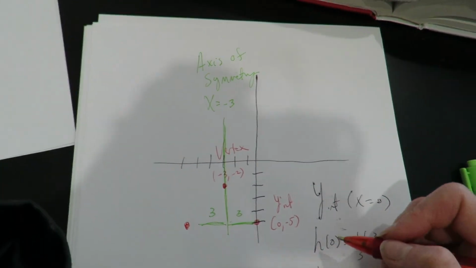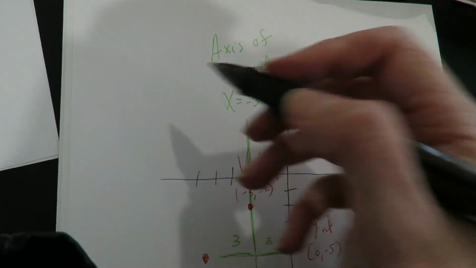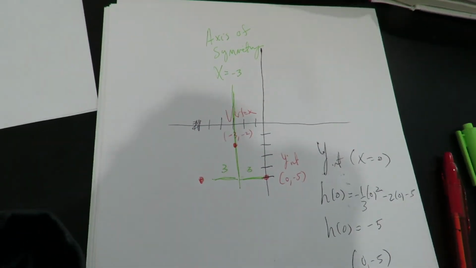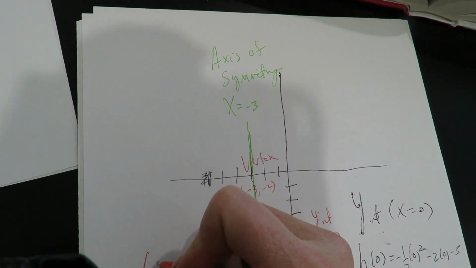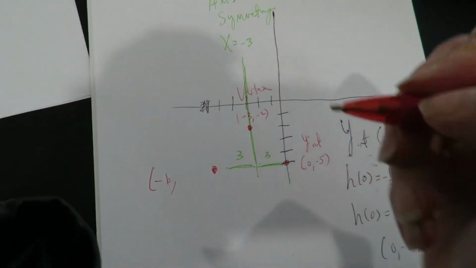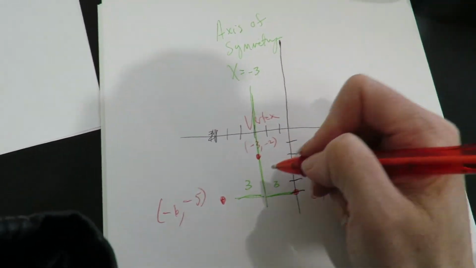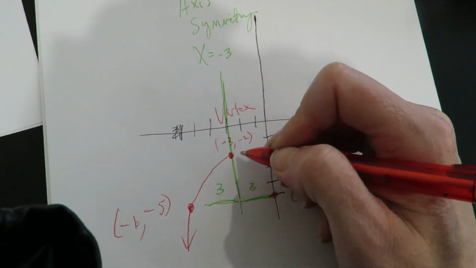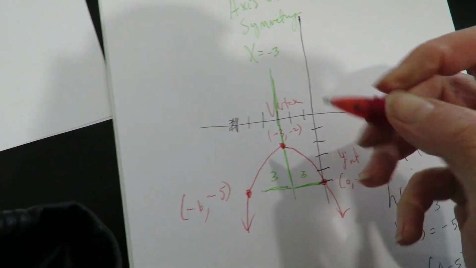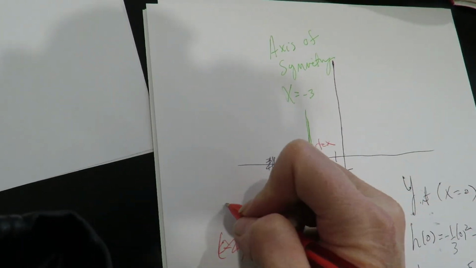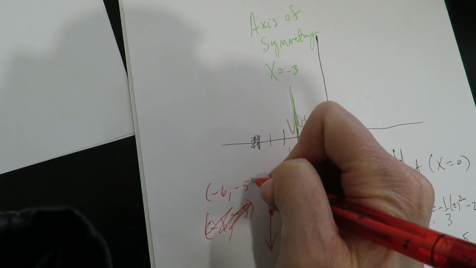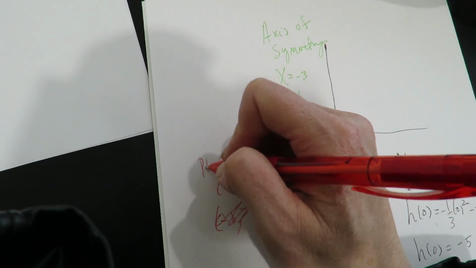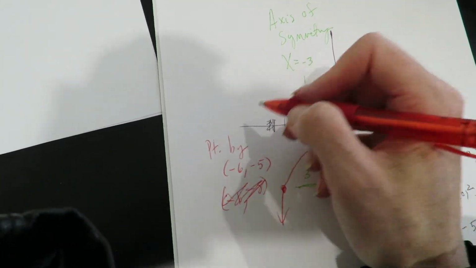Okay, oops, let me just pull this guy in a little bit. Okay, so then that point is going to be negative 6 because it's on the left side, negative 5. Let me write that cleaner. Negative 6, negative 5, and that is my point by symmetry.